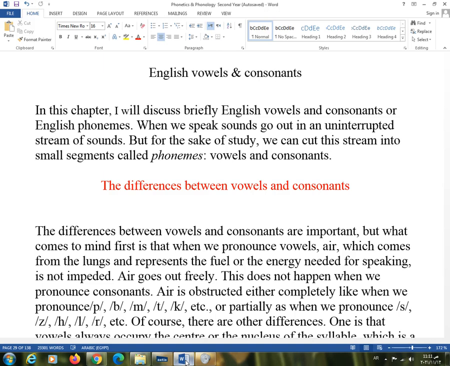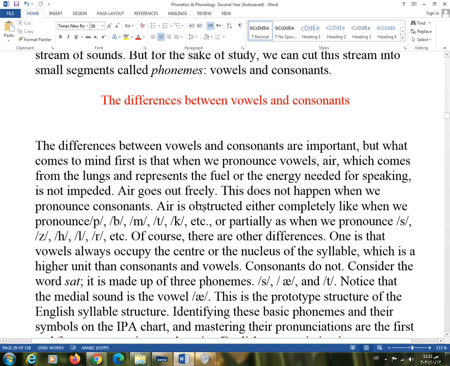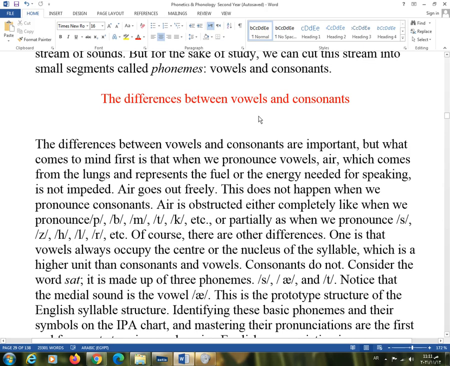You know that when we speak we have an uninterrupted stream of sounds, and in order to study these sounds we have to segment them, to cut them into the smallest units, which are called phonemes. Phonemes could be vowels and could be consonants. Let's see the difference first, the difference between vowels and consonants.